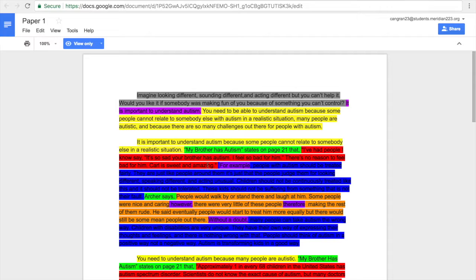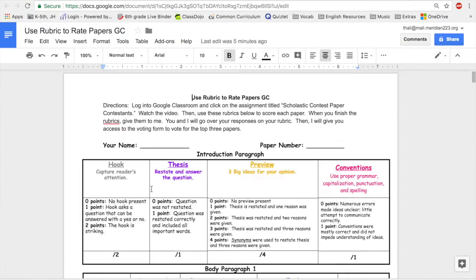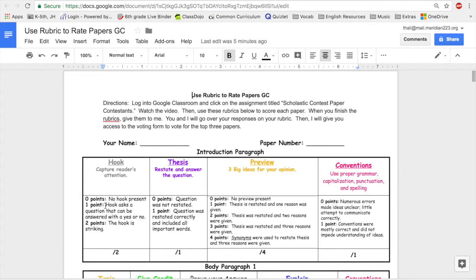So what I want to do right now is take a couple minutes just to discuss a few things in the rubric. First of all, if we take a look at the introduction paragraph and we take a look at a hook, notice how if the hook asks a yes or no question, it's a 1. If the hook is striking, so in other words it doesn't ask a yes or no question and it does get your interest, that's a 2. Thesis, basically if they restate and answer the question, that's a 1. And our question is, why is it important to understand autism?